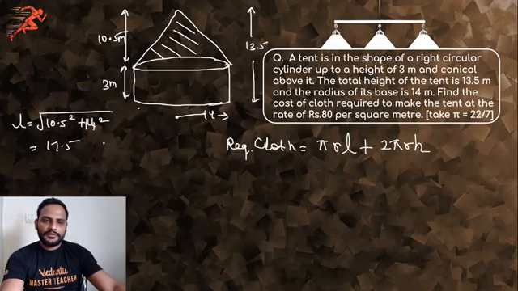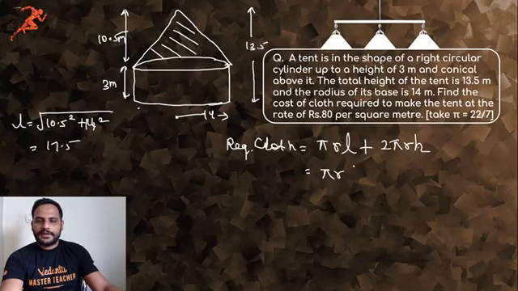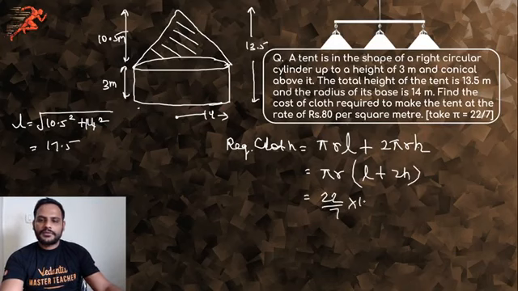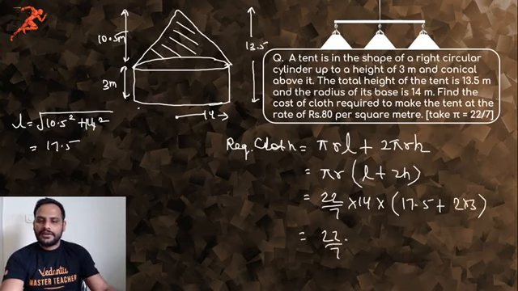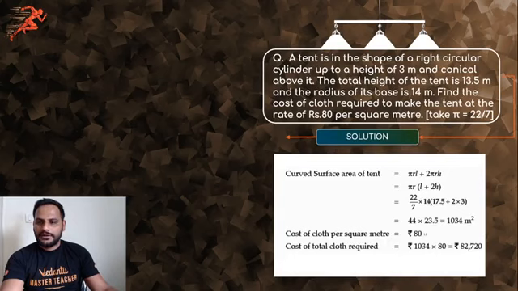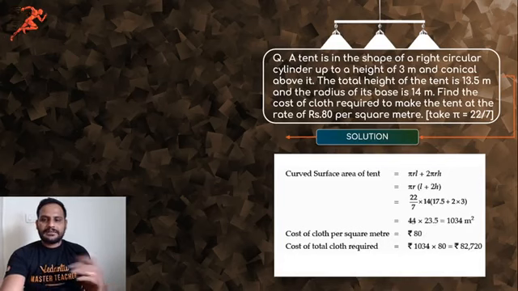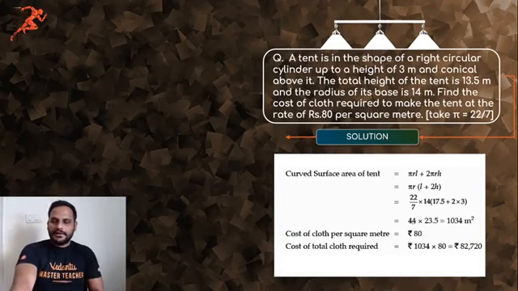So here you are getting 17.5. You can say, sir, I can take pi r common. So L plus 2h. So pi into radius is 14 into L is 17.5 plus 2 into h. h is the height of the cylinder, so 2 into 3, which is 6. So 22 by 7 into 14 into 23.5. Multiply all that, you have got your answer 1034. And multiply that with 80, you will get your cost. So this is how this question will be done.